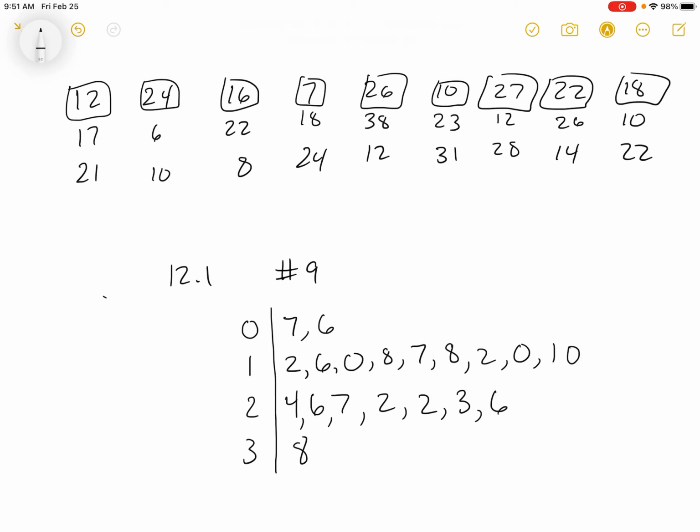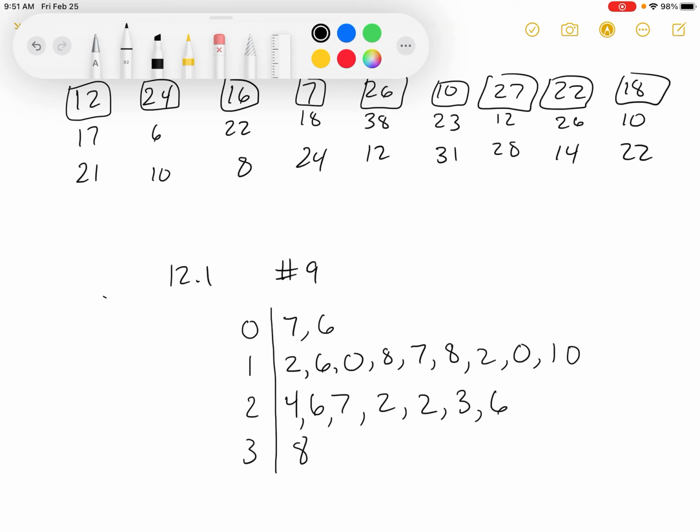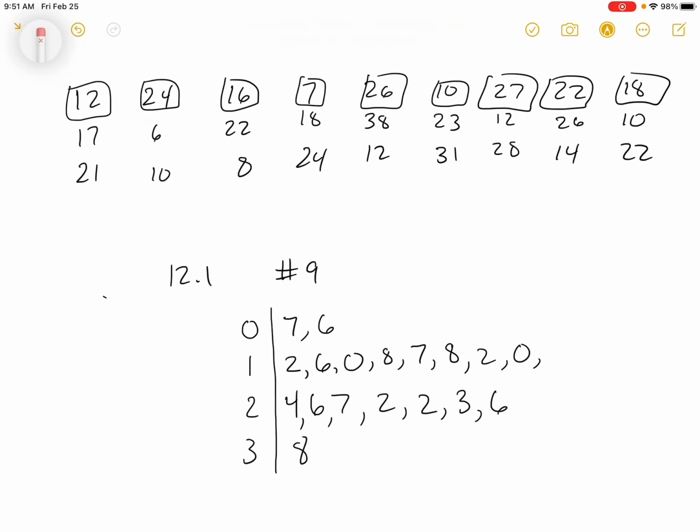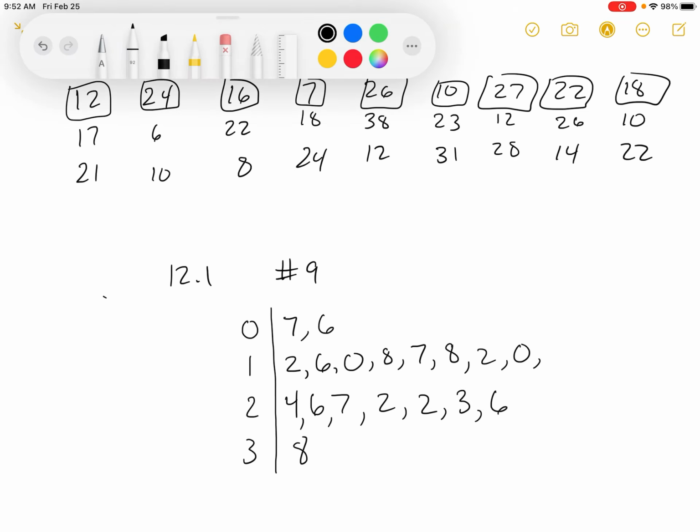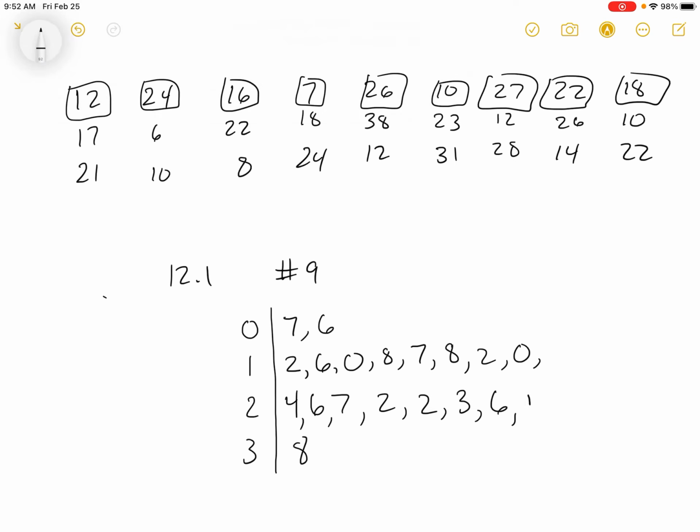Oops, did you see what I did wrong there? Let me go back. I got a 21 and I put it in the second area, but it needed to go in the third. So let me back up. A 21, another 10, an 8, a 24, a 12, and we're just really careful. A 31, a 28, a 14, and a 22.